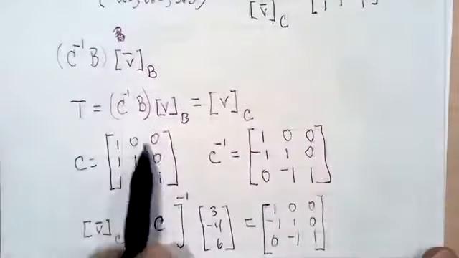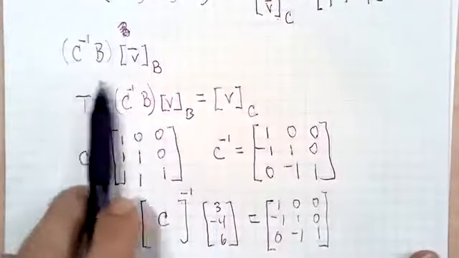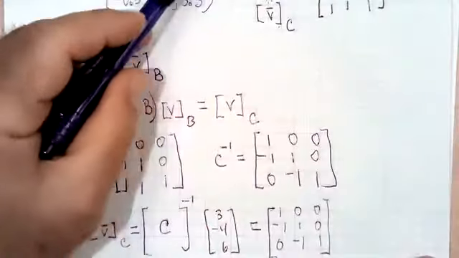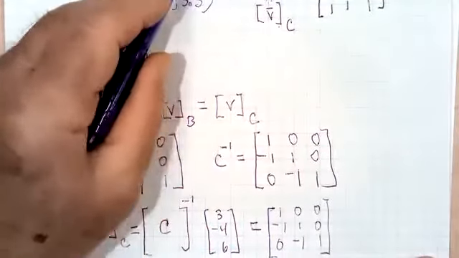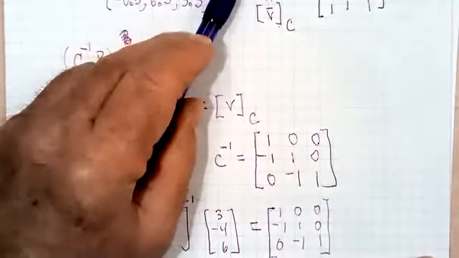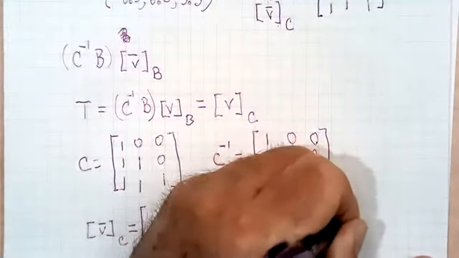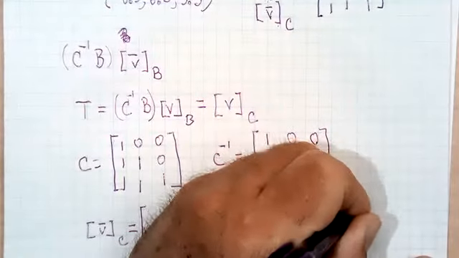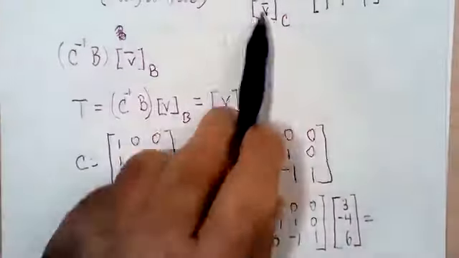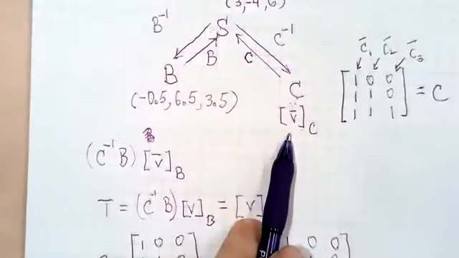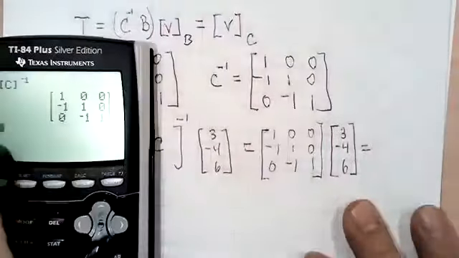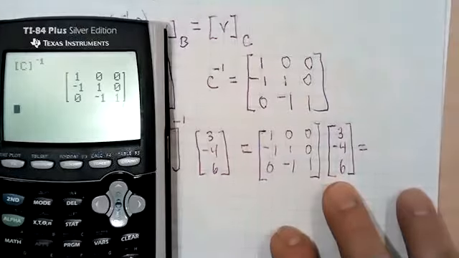And the recipe says, in general, you want to take these coordinates and multiply on the left by C inverse. That should give me the coordinates in basis C. So I've got that answer there.